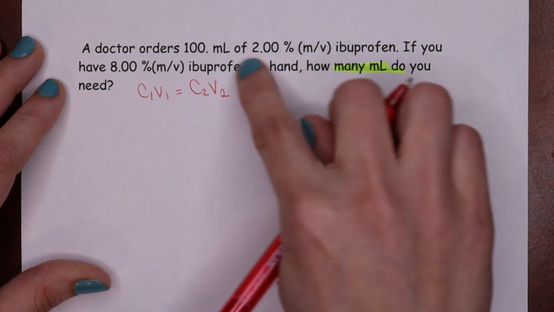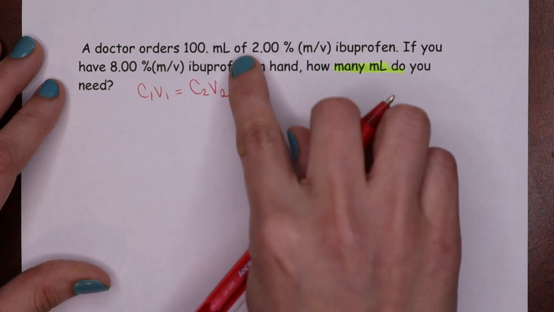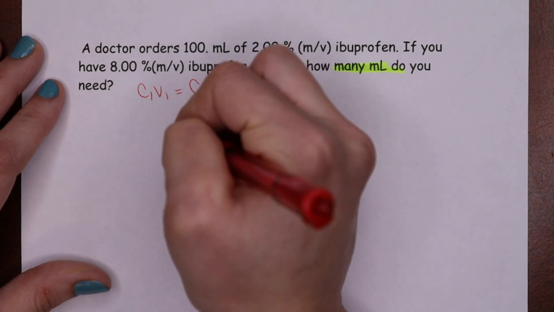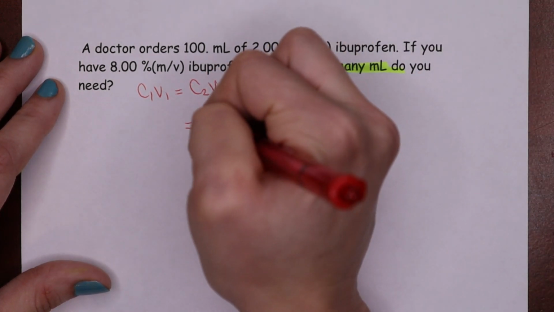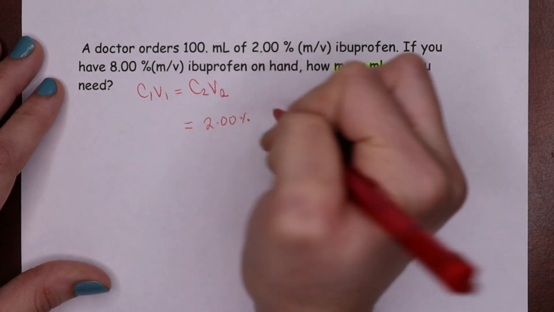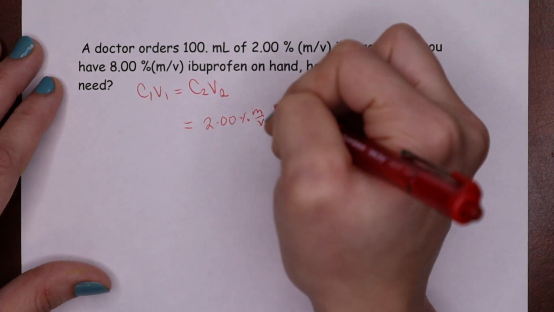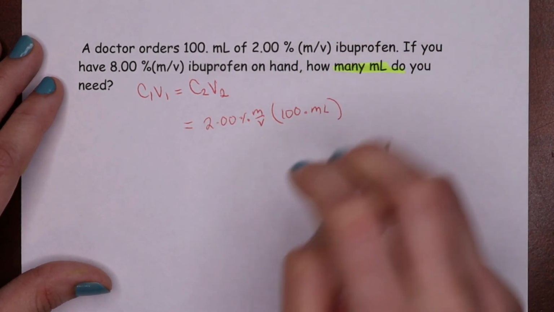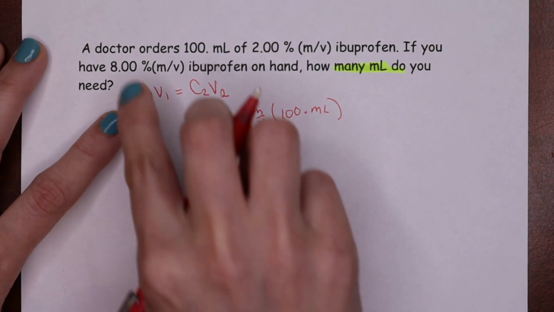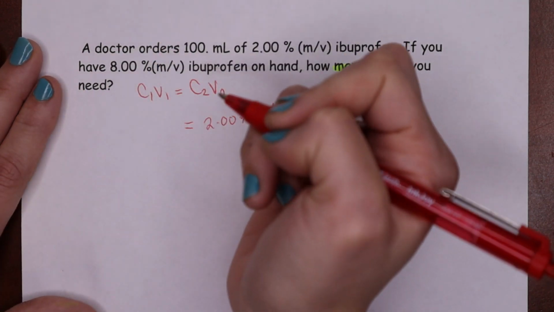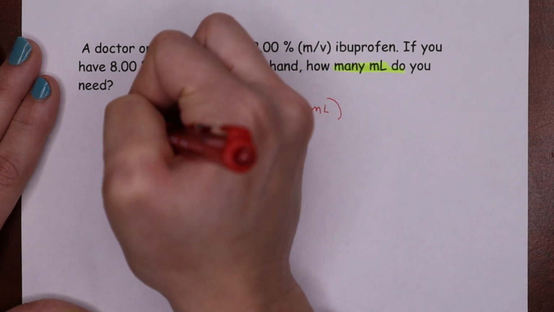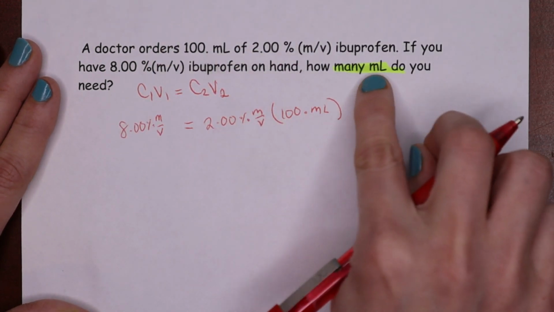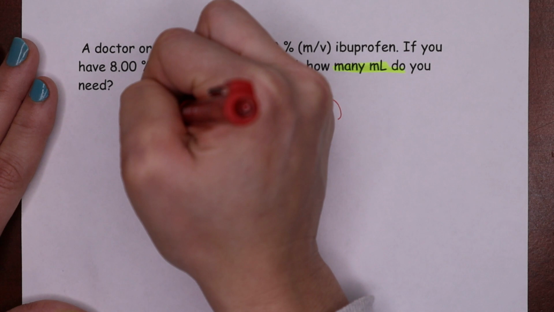So it says a doctor orders this, right? This solution. So that means that that's our end result, right? So that's going to be on this side. So 2.00% MV and 100 milliliters, and over here we know the concentration, what we're starting out with, 8.00% MV, but we don't know the volume, actually.